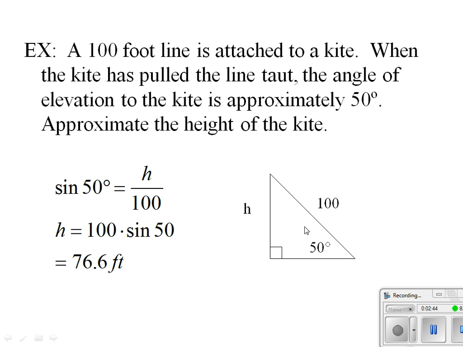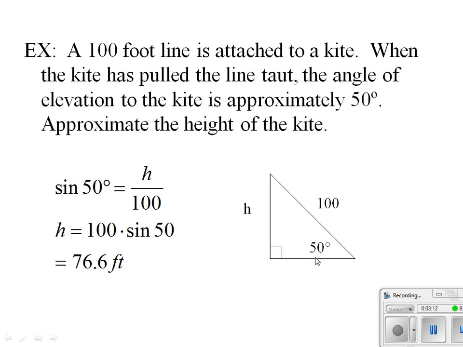So in my picture here, imagine the kite at the top here, and it's on its string or its line all the way down here 100 feet, and at the bottom there's somebody standing here holding the kite. And that person looks up at the kite. So from horizontal up is 50 degrees. That's our angle of elevation. Okay, we're trying to figure out how high off the ground the kite is. So that's going to be the side I labeled H.